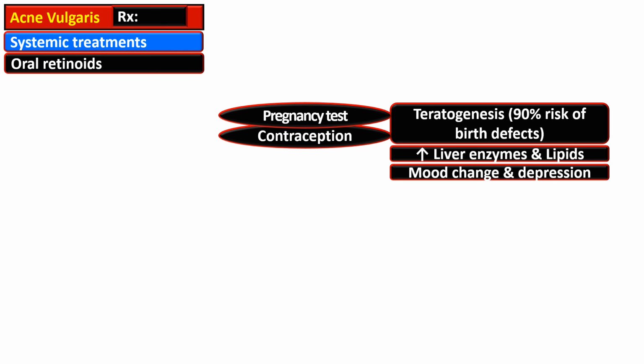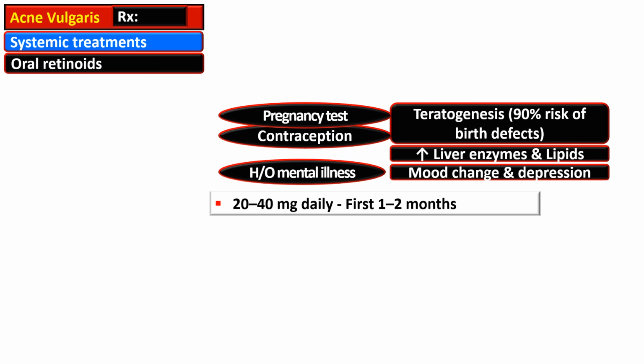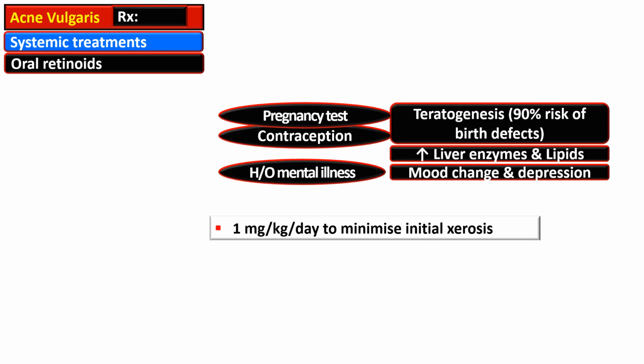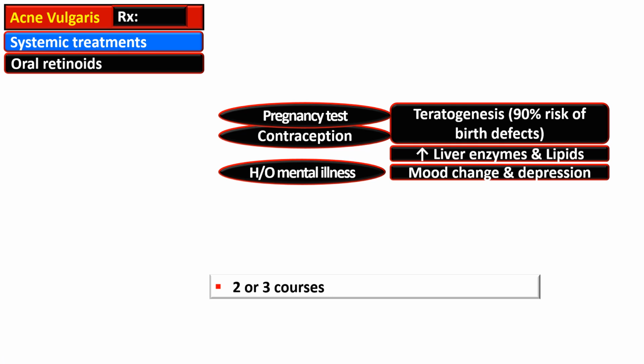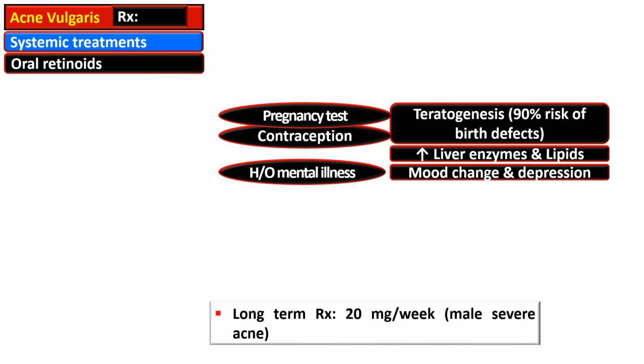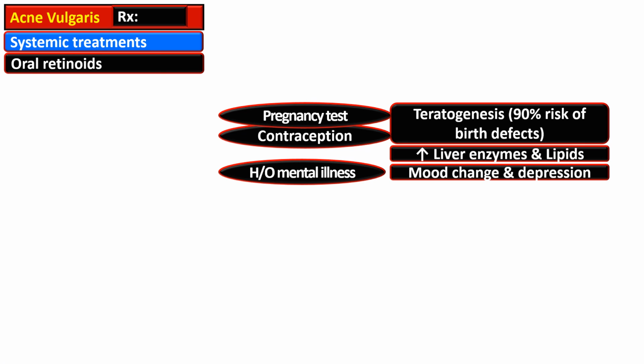These are also associated with mood swings and depression, so should be avoided or given with care with history of mental illness. Initial dose is 20 to 40 milligram per day during the first 1 to 2 months. Then there is increase to 1 milligram per kg per day to minimize initial flare. The total target dose is 120 to 150 milligram per kg. The patient may require 2 or 3 courses of the oral retinoids depending on the severity of the disease. For the long-term treatment, 20 milligram per week of isotretinoin is given to the male who have severe acne.